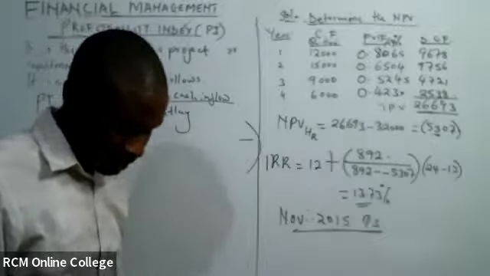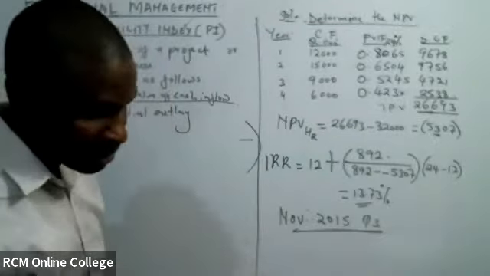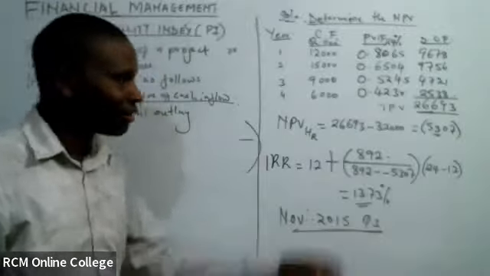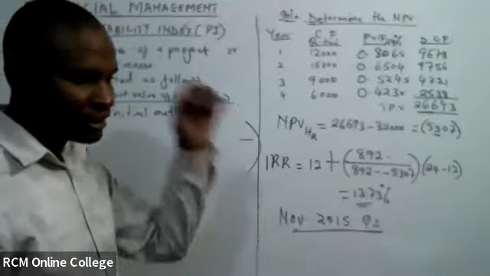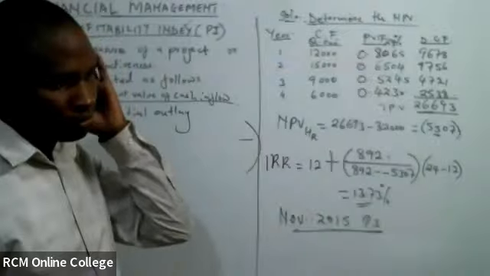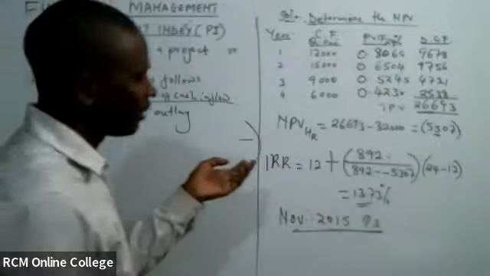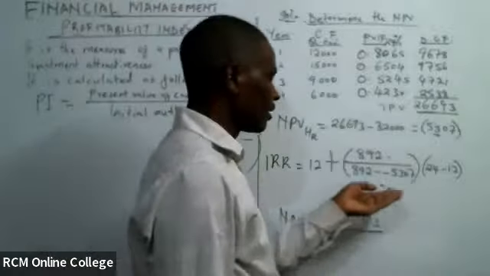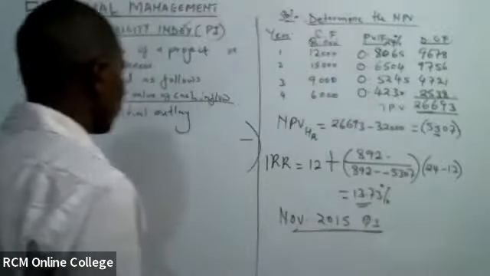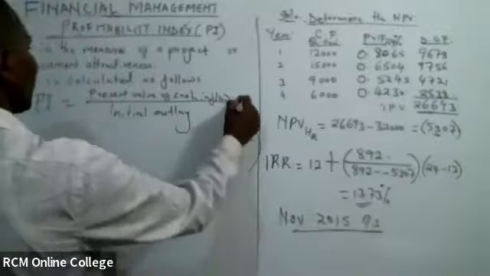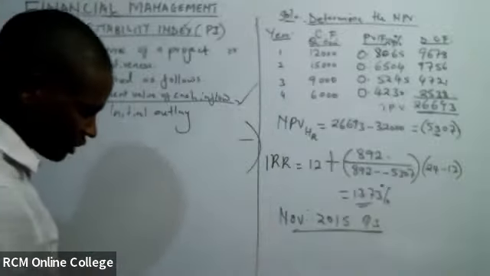Now, in our case, do we accept, reject, or we may accept? In our question there, should we accept? Yes, we accept because the IRR is greater than the 12%, the cost of capital. So this is how we get the PI, the profitability index.